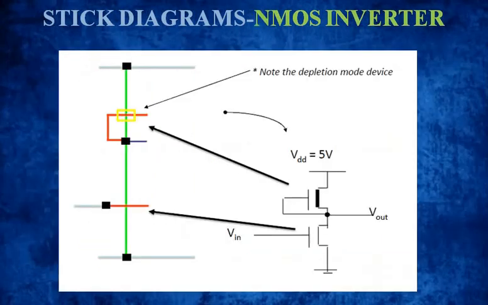Next, see an example for your NMOS inverter. What is an NMOS inverter? Single input, single output. Here we have NMOS transistors, one with the depletion mode and one with the enhancement mode. Whenever you use a depletion mode, we have to use the yellow contact or yellow implant.